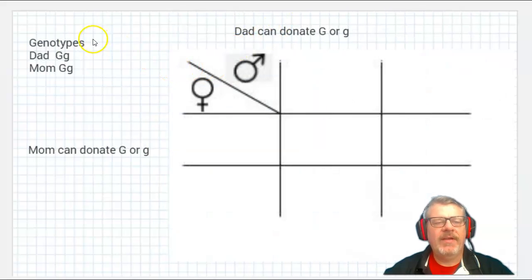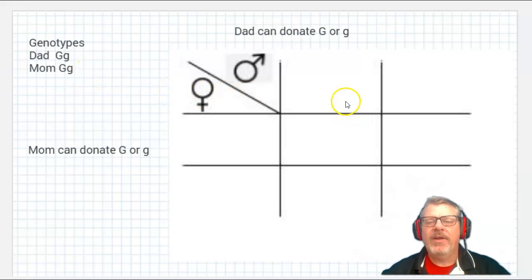A genotype, or the types of genes that they have, is going to be two alleles. So we're going to say in this case that dad is a big G and a little g, and mom is a big G and a little g. Since they're two different ones, we call that heterozygous.